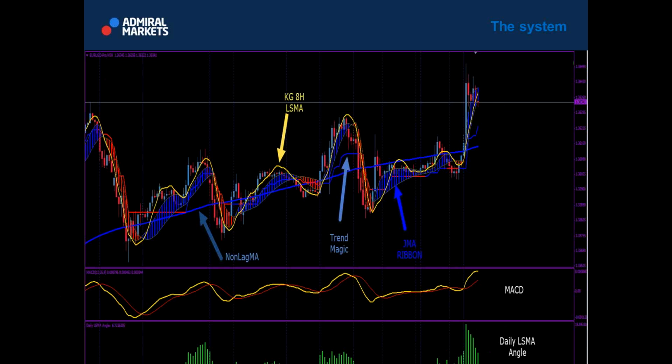And daily LSMA angle gives you chances to avoid ranges. I advise you to trade on the 30-minute time frame. Because, you know, the 5-minute time frame, for me, looks too complicated for trading. The 15-minute time frame is okay, I think. But I think M30 should be the best for this kind of trading system because you can make more pips on M30 than on M5 or M15.